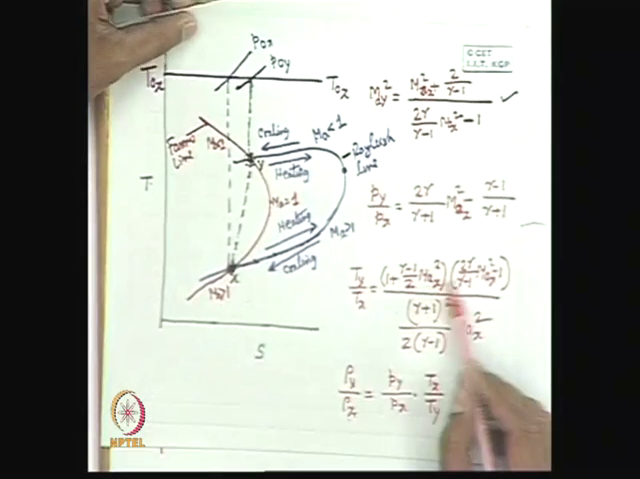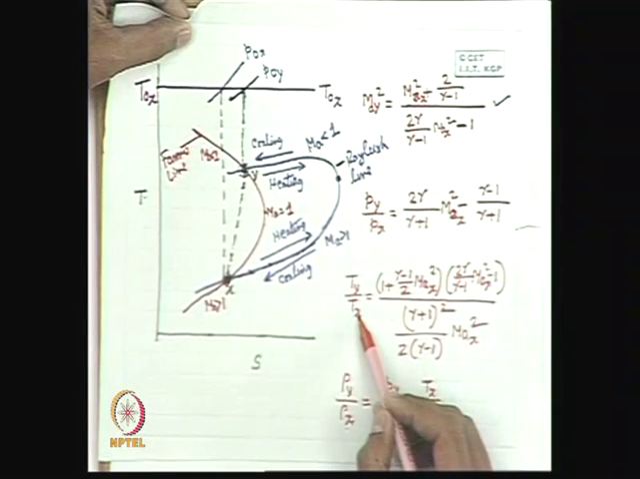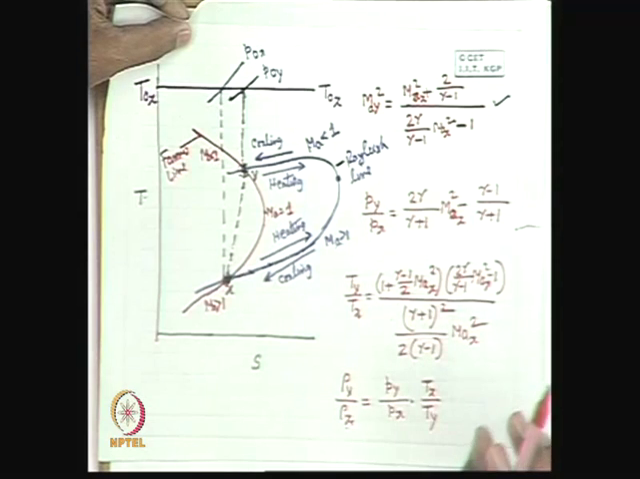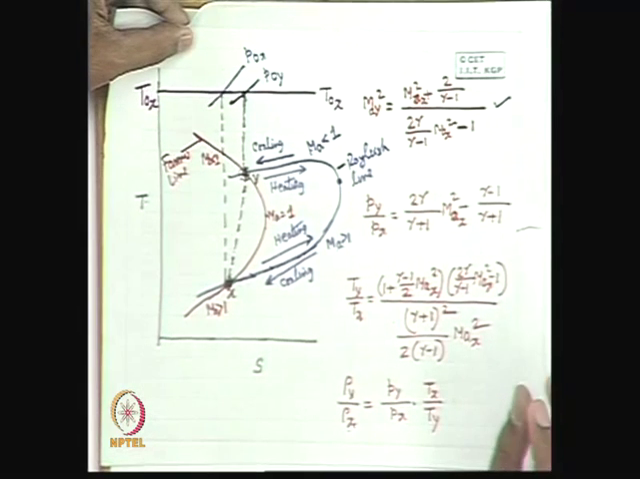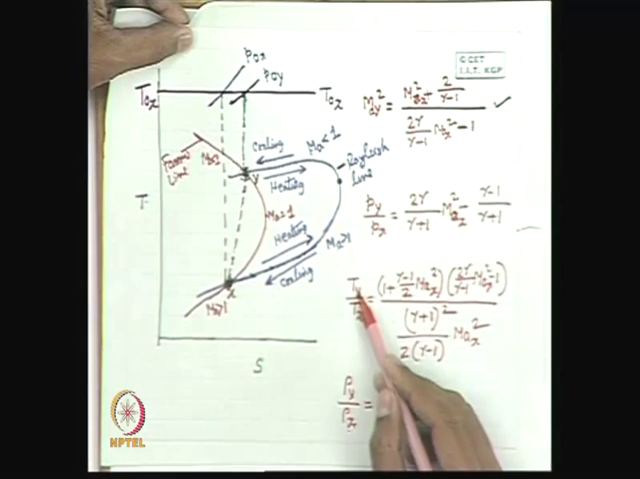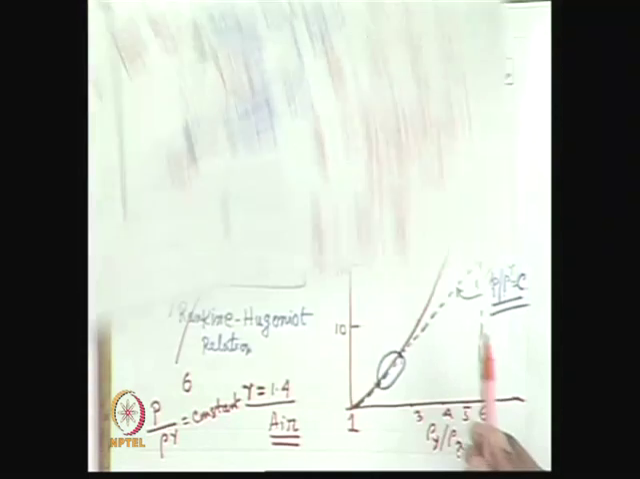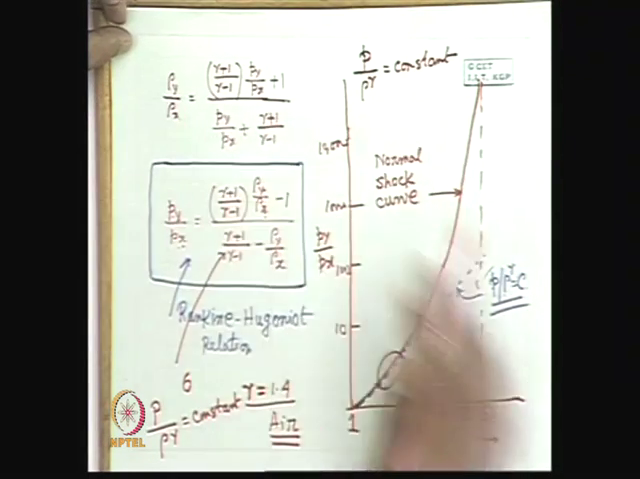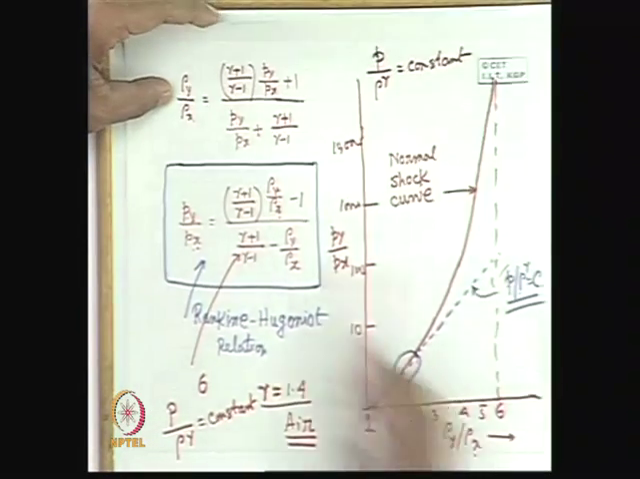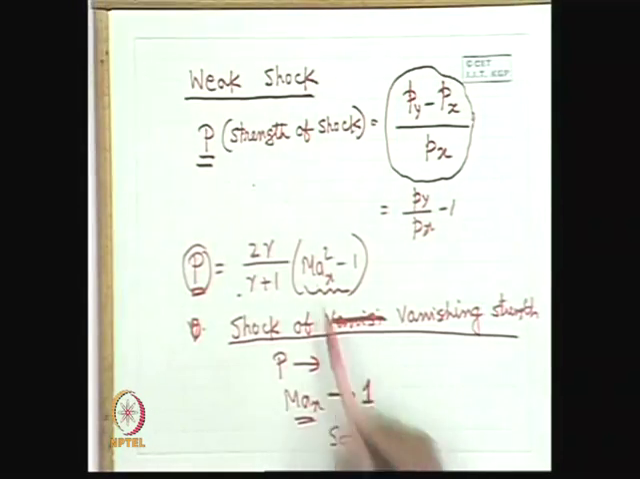When, for example, Mx equals 1, Ty becomes exactly equal to Tx. So, for a very weak shock, that is a shock of infinite small strength, Ty will be almost equal to Tx. Similarly, rho y will be almost equal to rho x and p y will be almost equal to p x, and the sonic condition will be reached. All right? And similarly, the entropy change will be very small. If you look at the relationship for the entropy change, you will see it will be almost 0.